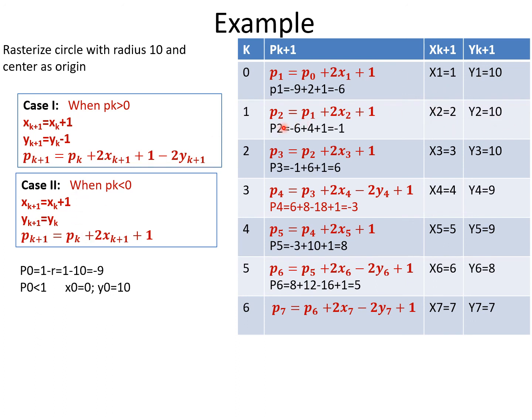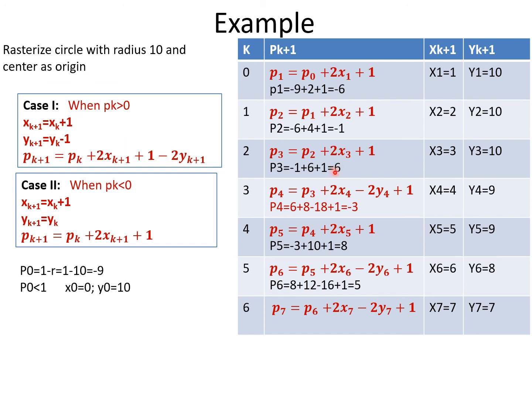Next decision parameter p2, again this equation is used: p1 plus 2 x2 plus 1. So minus 6 plus 4 plus 1 is minus 1. So for p2 we have minus 1, which is less than 0. So the next pixel position will be 3 and 10. For the next decision parameter we use this equation, which will be minus 1 plus 6 plus 1, which is 6, now a positive value.